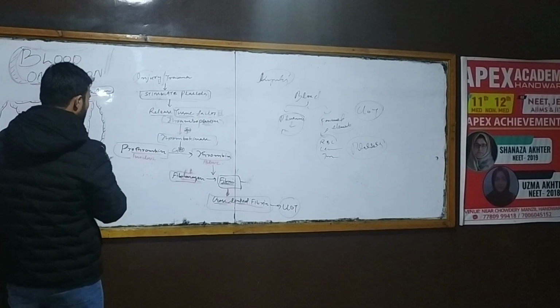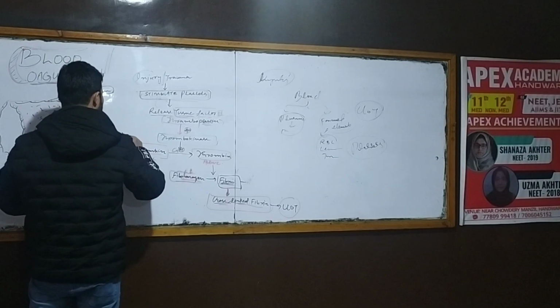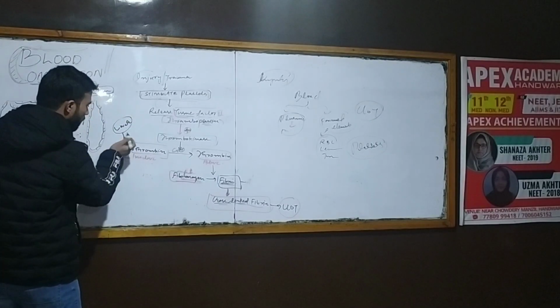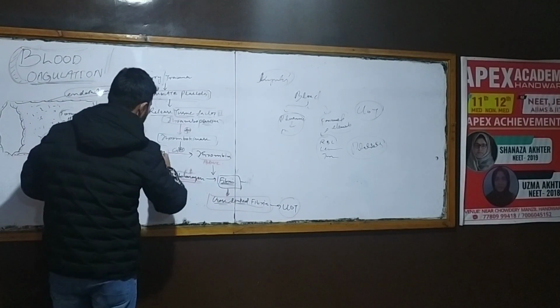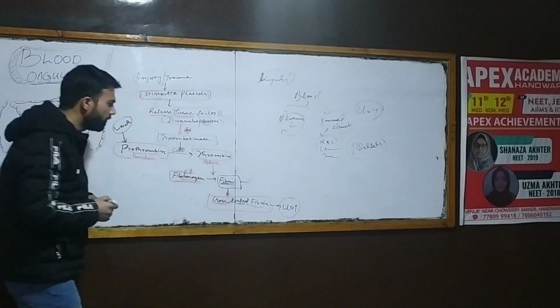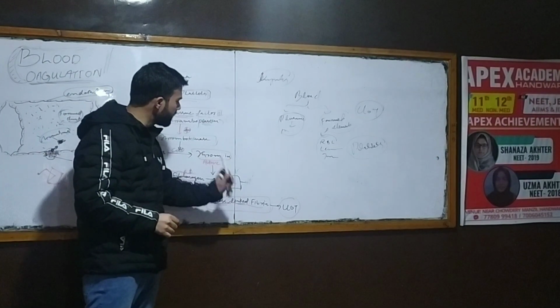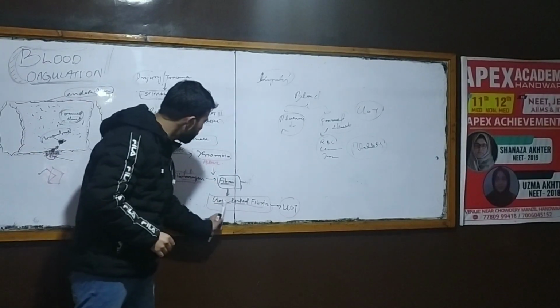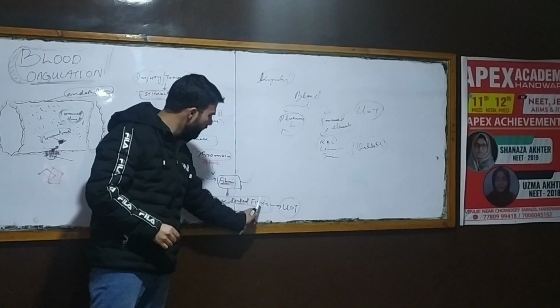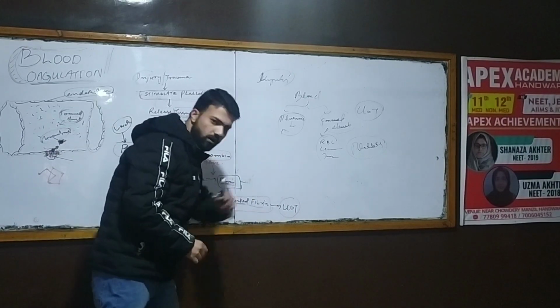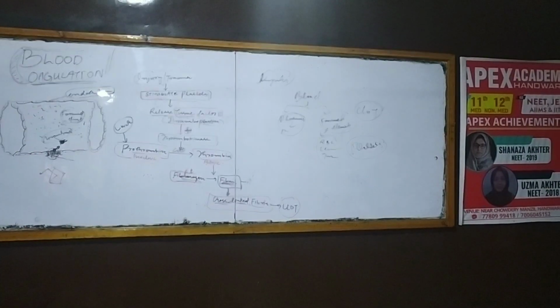This prothrombin is synthesized by the liver. It is synthesized by the liver and comes into the blood, and then it is converted into thrombin. Then thrombin converts fibrinogen into fibrin. Then fibrin forms cross-linked fibrin. Cross-linked fibrin finally forms a polymer, that is a clot. You getting it?